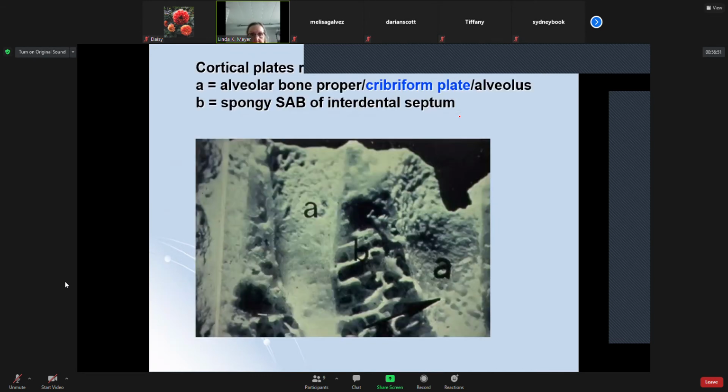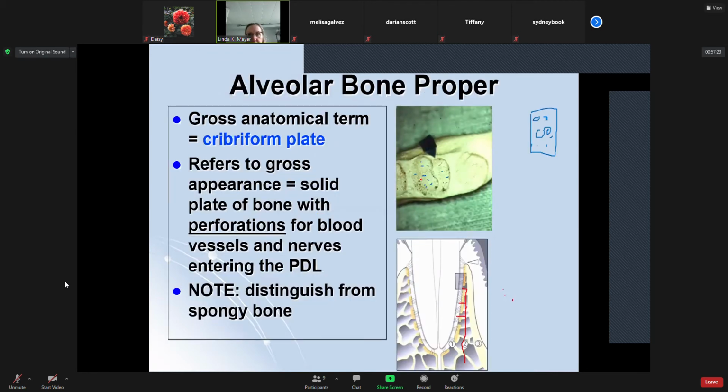Okay, look at this picture. A represents the alveolar bone proper, or I can say it represents the cribriform plate. What they did was remove the compact bone on the outside and the tooth, and what you're seeing is the back wall of the tooth socket. You can see that it's dense solid bone, but it has little perforations, just like you could see from this superior or occlusal view of the tooth socket.